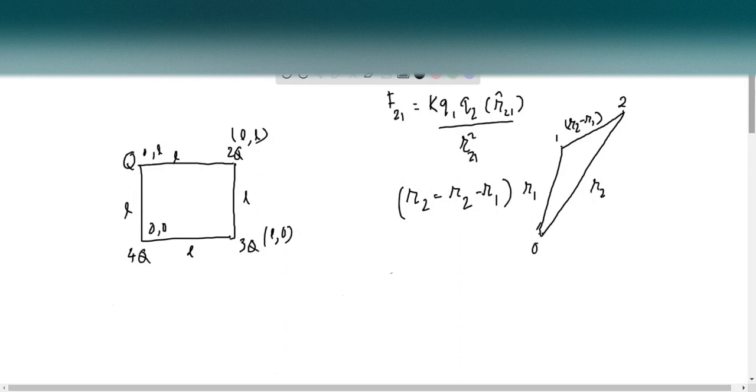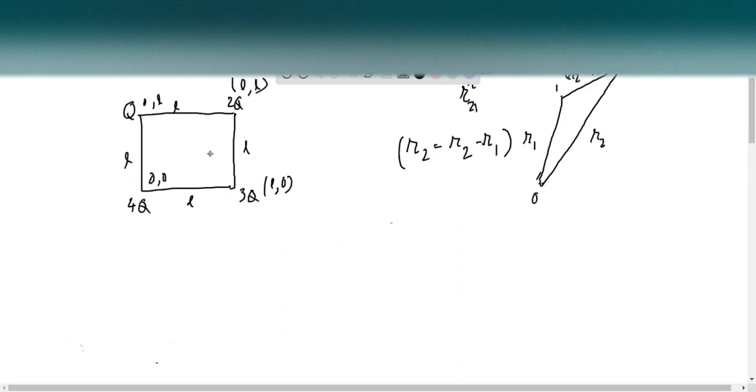So we are going to use this formula to calculate the force on 2Q due to the rest of these, Q, 4Q and 3Q. So let's calculate the first.